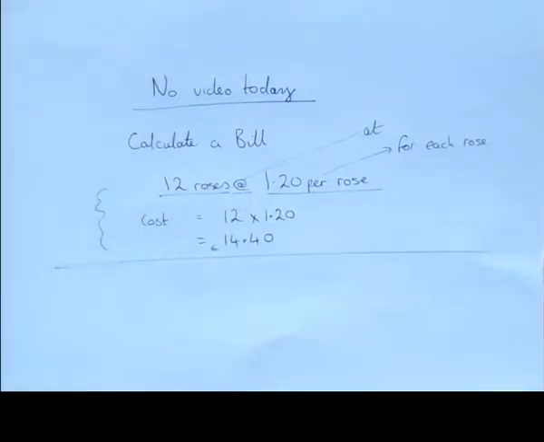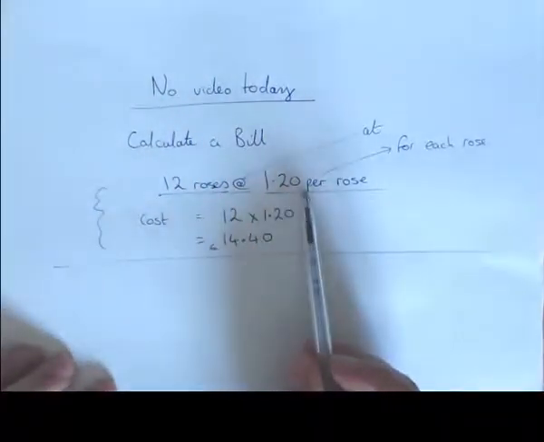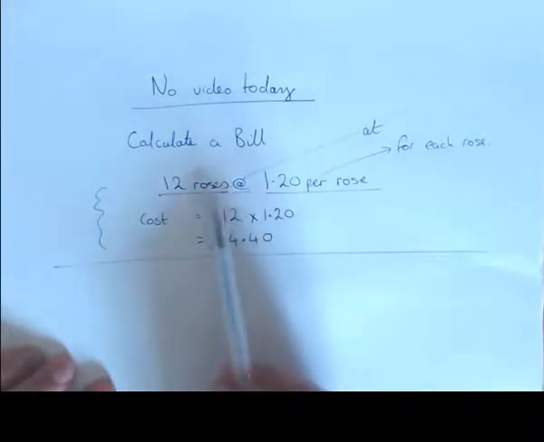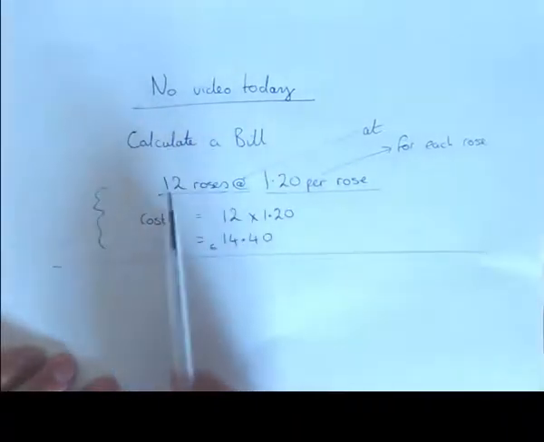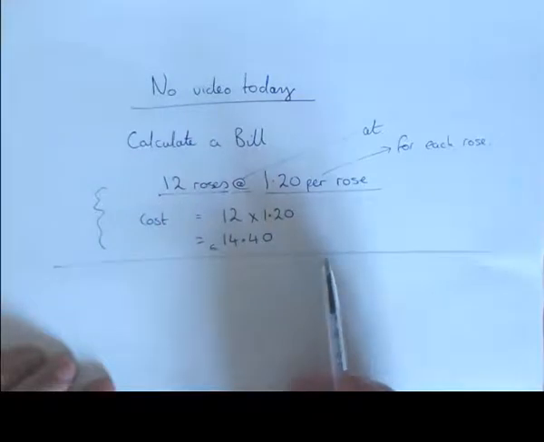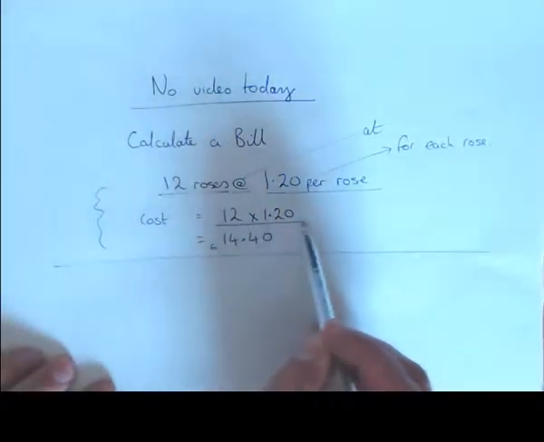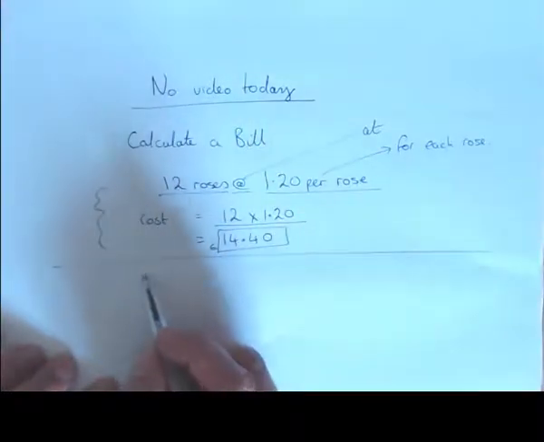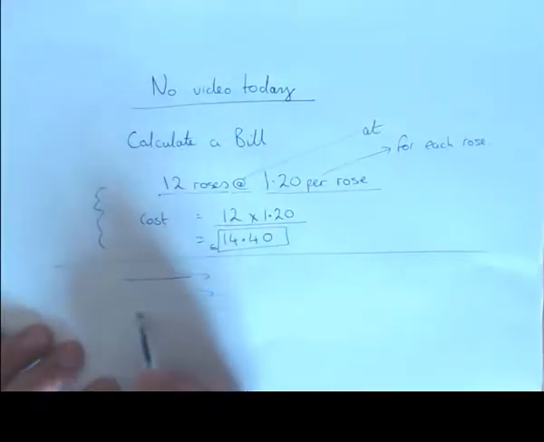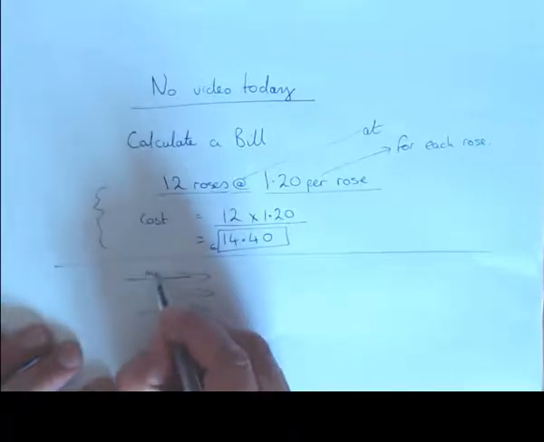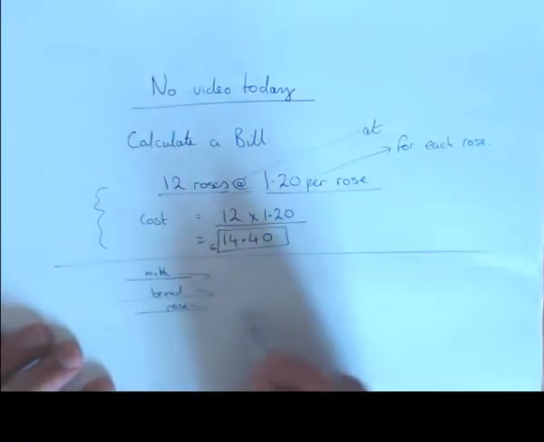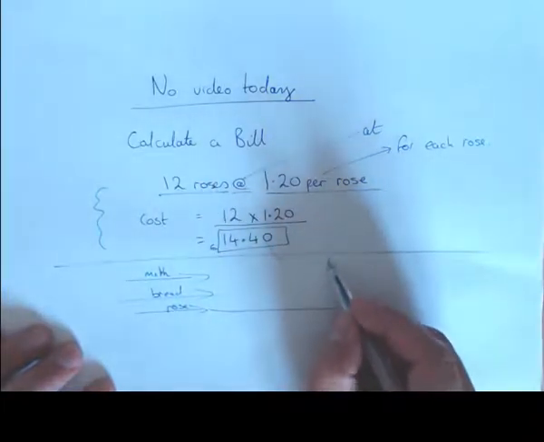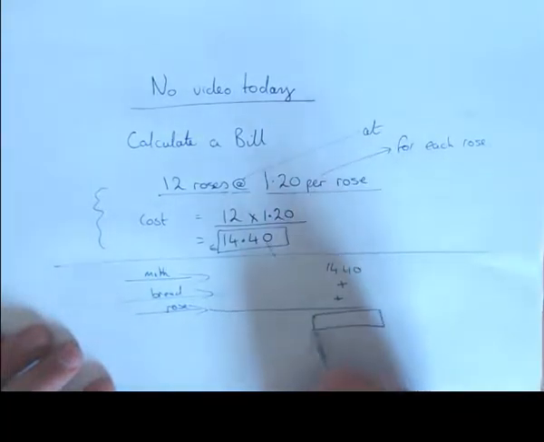So the example that we had yesterday was 12 roses at €1.20 per rose, which means each rose costs €1.20 and there's 12 of them. To calculate the cost, of course, you multiply 12 by 1.20 to get 14.40. The bill will have lots of little pieces: there'll be milk, there'll be bread, there'll be roses. For each one of these, you work out the value, and you add them all up to get your final answer.